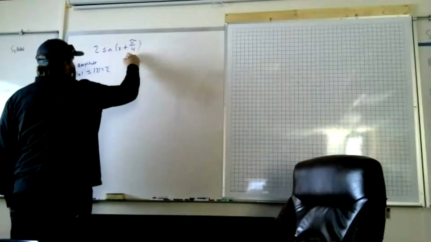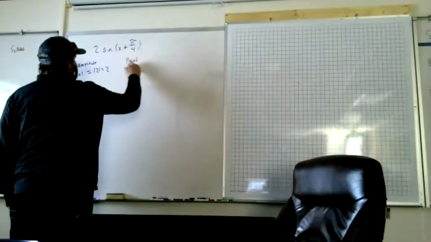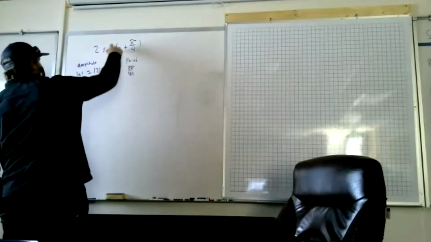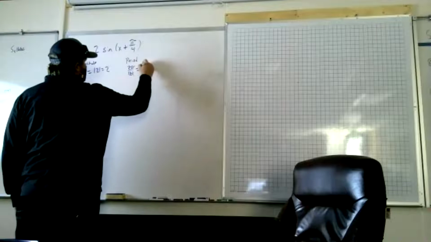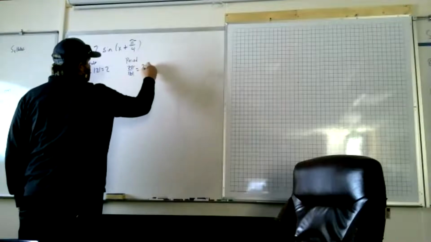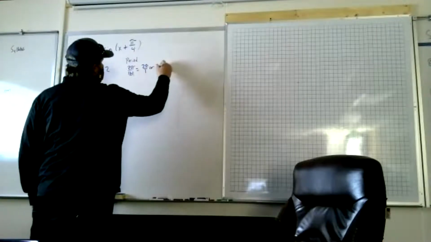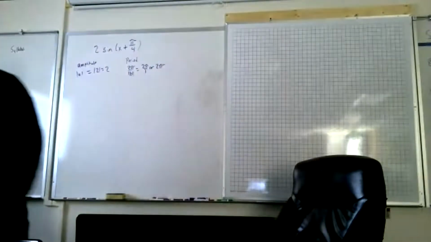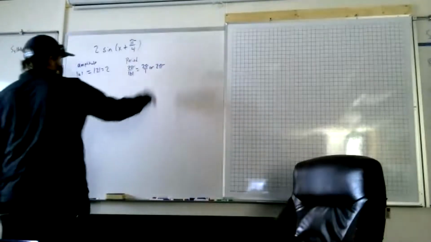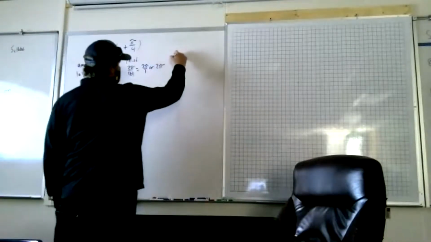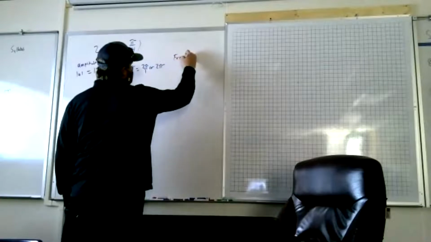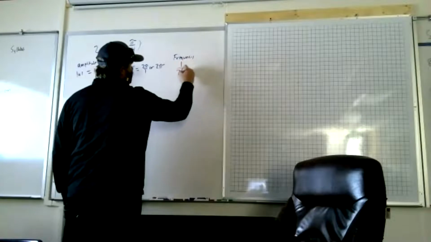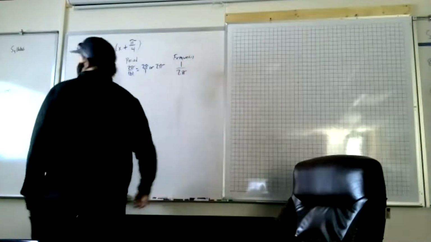Okay, the period can be found by taking 2 pi divided by the absolute value of B. In this case, our value of B is 1. So our period is 2 pi over 1, or just 2 pi. There. So amplitude, period, frequency. Frequency, remember, is the reciprocal of the period. So our period is 2 pi, our frequency is 1 over 2 pi, the reciprocal there.